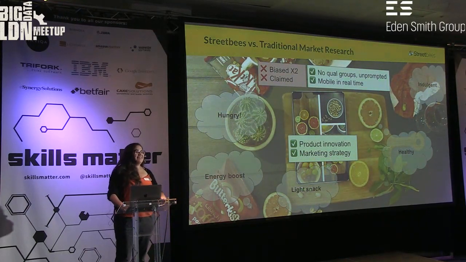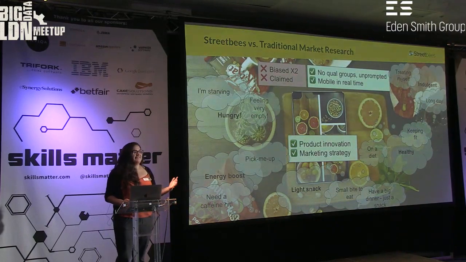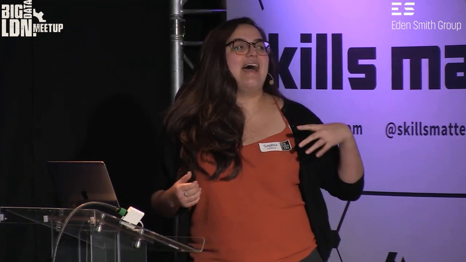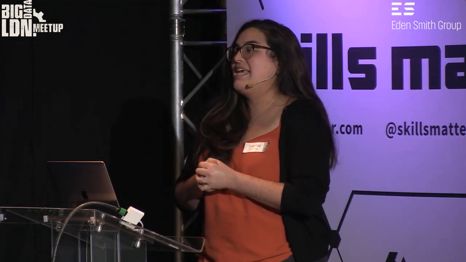That's great, letting people say what they want. But the first problem you'll come across is that people have many different ways of saying exactly the same thing. And this is key to how machine learning is used at Streetbees. To summarize, we generate market research insights, which are used for product innovation or marketing strategies. We have the benefit of it being not claimed, so in real time via an app, and it allows people to say what they want.